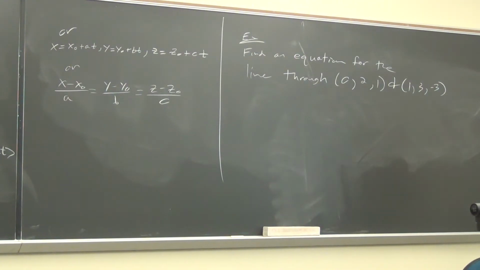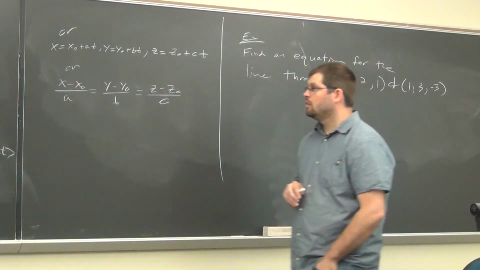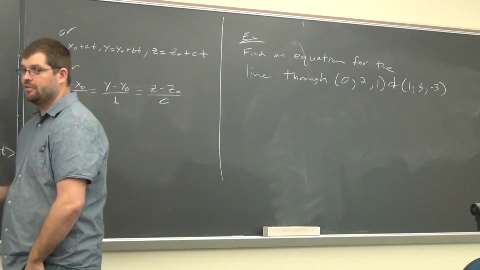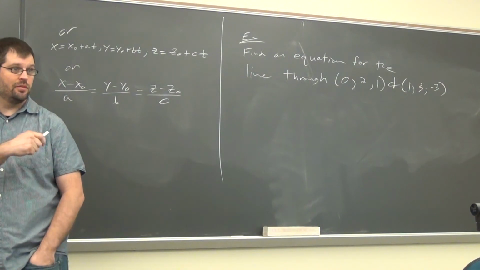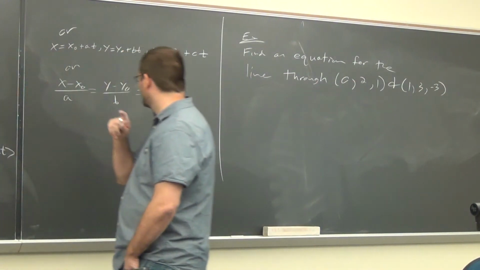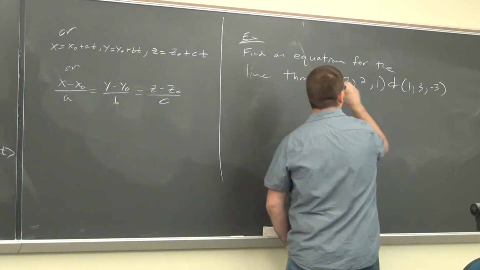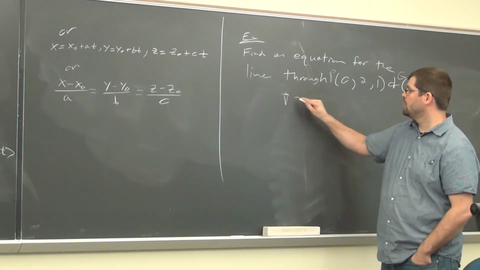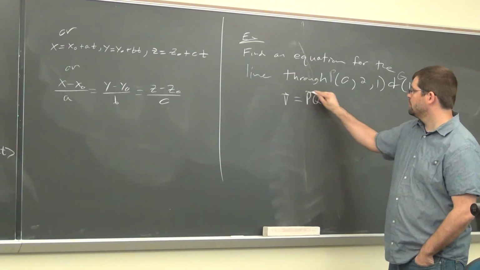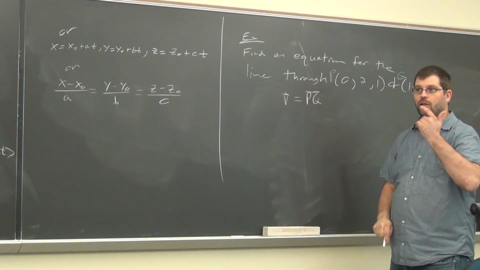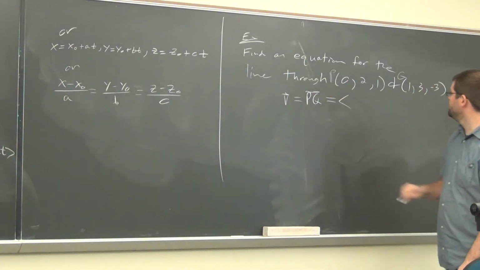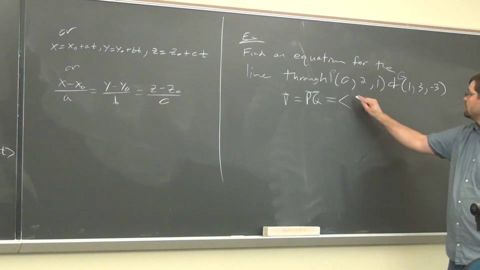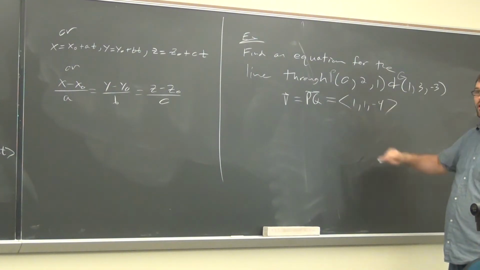All right. We need a point. We have two of them, right? And then we need a direction. So I'll call this guy P and this guy Q. My direction is just PQ or QP. It doesn't matter which one you pick. What's PQ this time? (1, 1, negative 4). Okay.